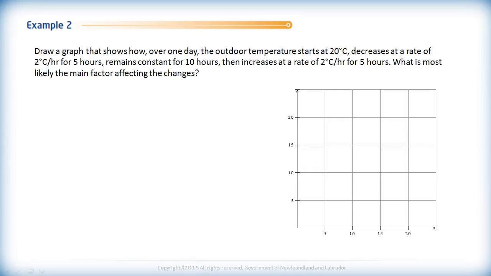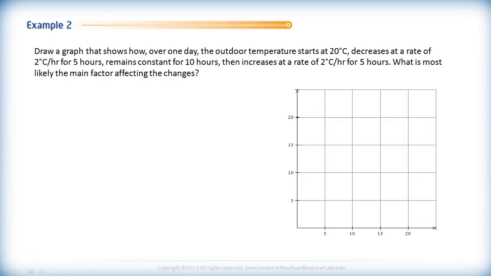Then it says, draw a graph that shows how over one day the outdoor temperature starts at 20 degrees, decreases at a rate of 2 degrees per hour for 5 hours. So that's our rate, 2 degrees per hour. Remains constant for 10 hours, then increases at 2 degrees per hour for 5 hours. And what's the most likely main factor causing this to happen?